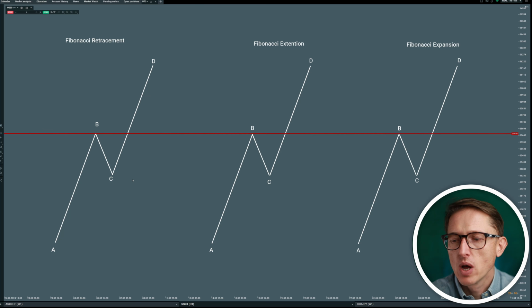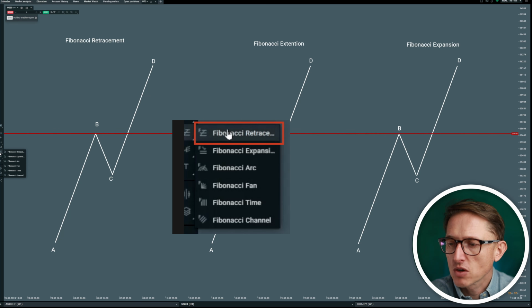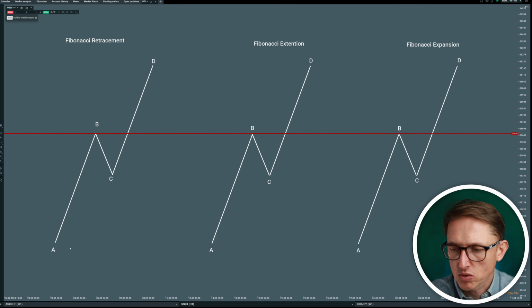Everyone wants to know where to take the position, where to start their trades. And for that, of course, it's very easy. We just use the Fibonacci Retracement tool. And now, how do we apply it?